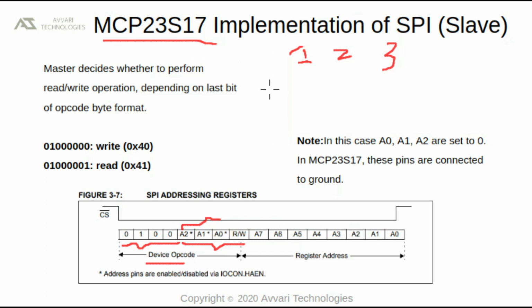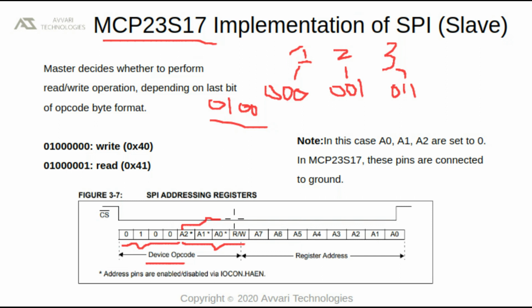Say for instance, if A0, A1, A2 are 0, we will connect to device 1. If A2, A1 are equal to 0 and A0 is equal to 1, then we will communicate with the second device. If A0, A1 are equal to 1, then we will connect to the third device. In all the cases, the first 4 bits are common, that is 0, 1, 0, 0. The only thing we need to change is the next 3 bits. Then the last bit of this register is read or write.